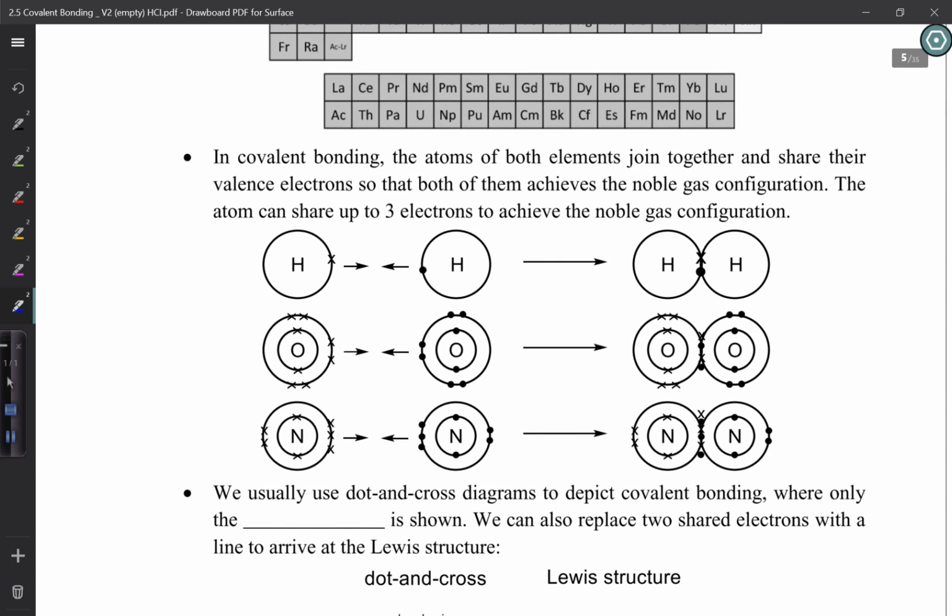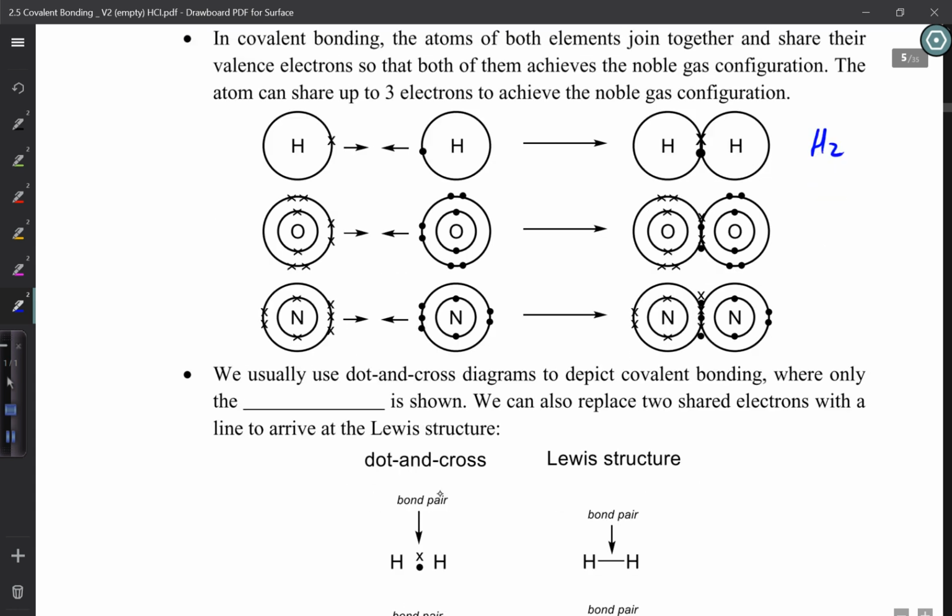So in covalent bonding, the atoms of both elements will join together and share their electrons. They can share up to 3 electrons for your syllabus. Of course, you can share more in real life, but you have to know these 3 only. If you have a hydrogen which has 1 electron and another hydrogen which has 1 electron, we know that atoms will be stable if they achieve the noble gas configuration, which means either 2 or 8 electrons in their valence shell. So these two can share electrons to form hydrogen gas, H2, and in this way each hydrogen will have 2 electrons. The same goes for oxygen, which can share 2 electrons, and nitrogen, which shares 3 electrons.